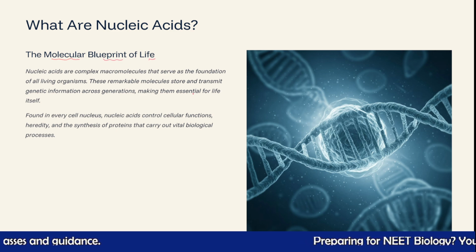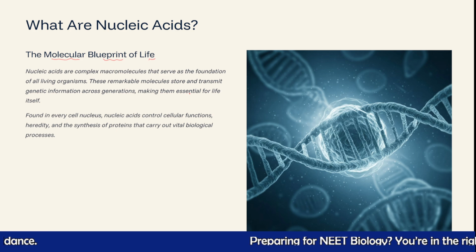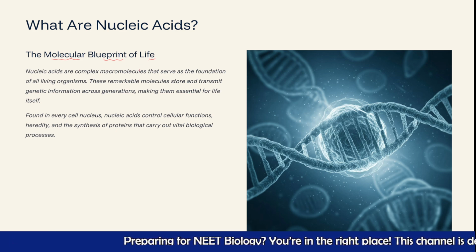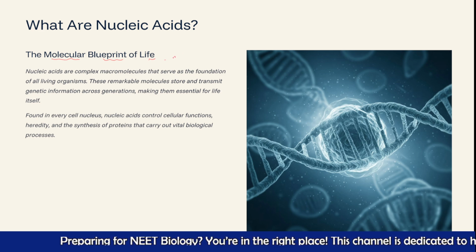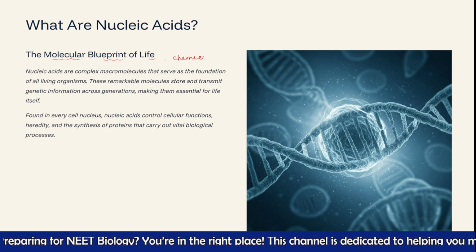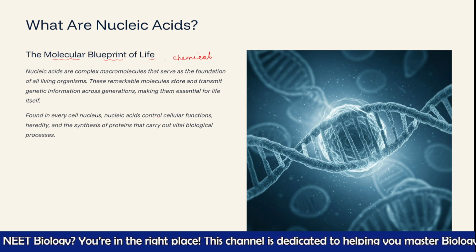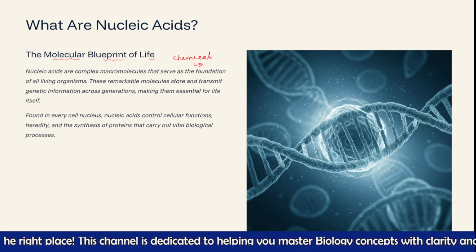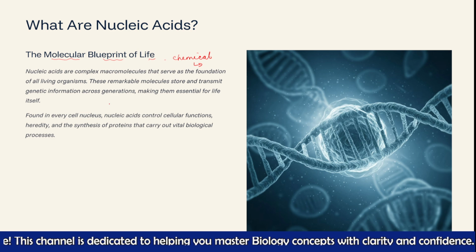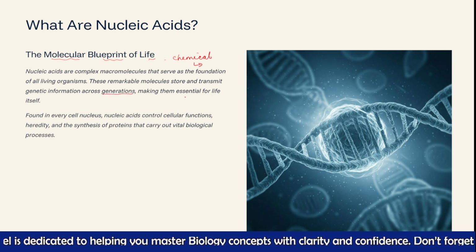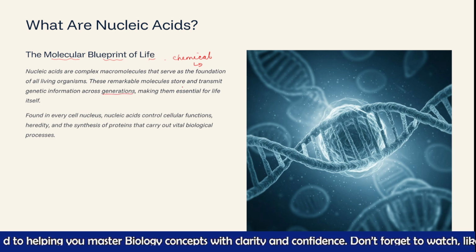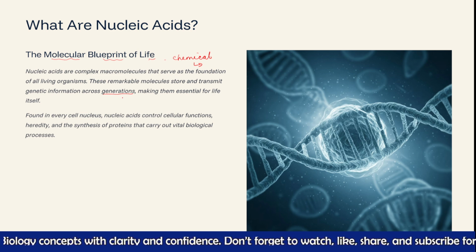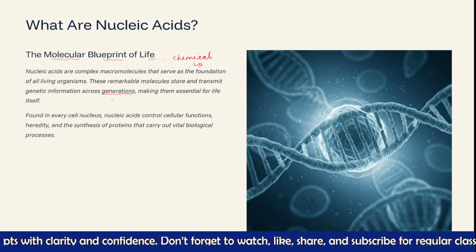Can anybody say why it is called the molecular blueprint of life? Because nucleic acid consists of chemical substances that carry the genetic information that is transmitted from one generation to another generation. That's why this nucleic acid is called a molecular blueprint of life. It is essential for life.